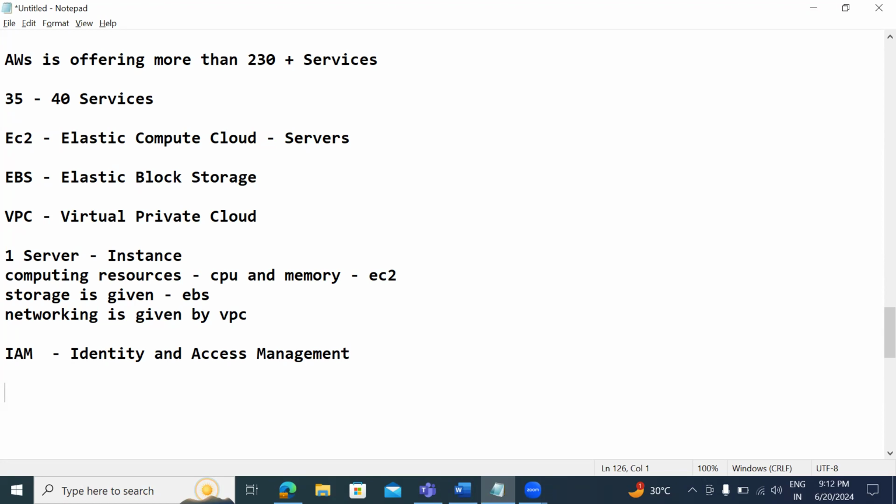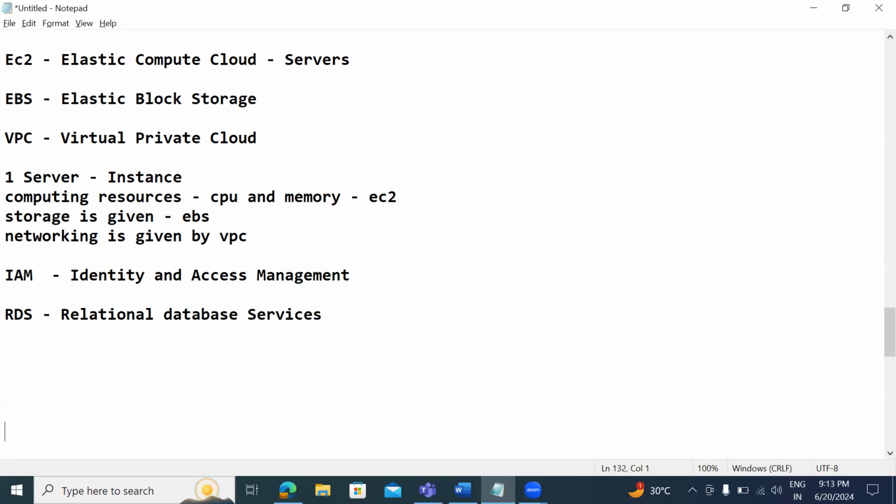Identity and access management. These are all the very base services and the core services of AWS. Then RDS, Relational Database Service, we have.